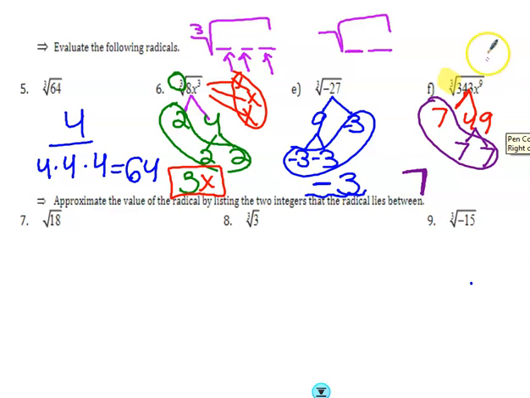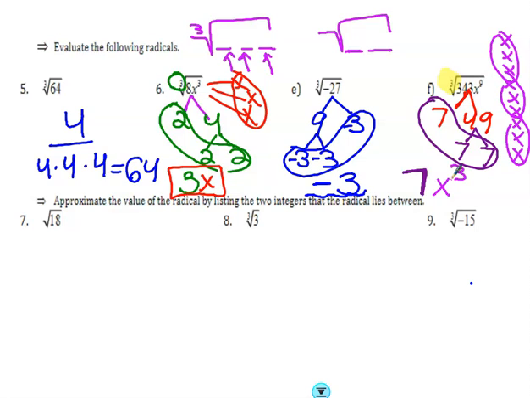How many x's does that mean? Well, that means 9 x's. So how many groups of 3 is that? 1, 2, 3, 4, 5, 6, 7, 8, 9. So that means 1, 2, 3 groups of 3. So my final answer is 7x to the 3rd.